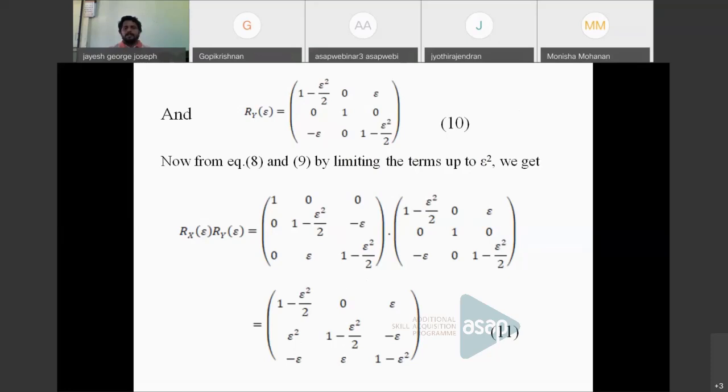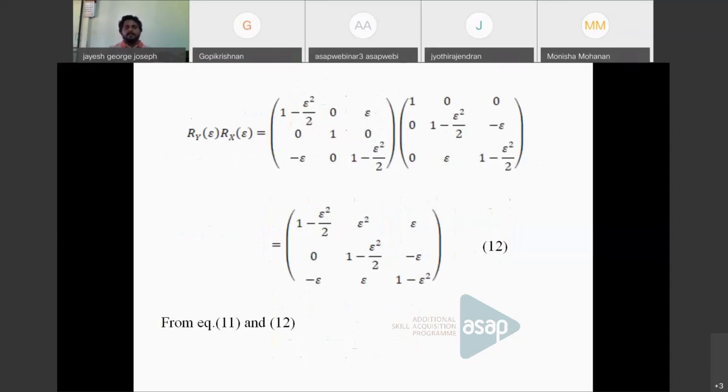The final element of the second row is obtained by multiplying the second row and the last column, that is 0, 0, and minus epsilon, which results in minus epsilon cubed by 2. But we are eliminating all powers greater than square. Therefore, we eliminate the last term, leaving minus epsilon itself. The final row elements are minus epsilon, epsilon, and 1 minus epsilon square. And this is the product of those two matrices.